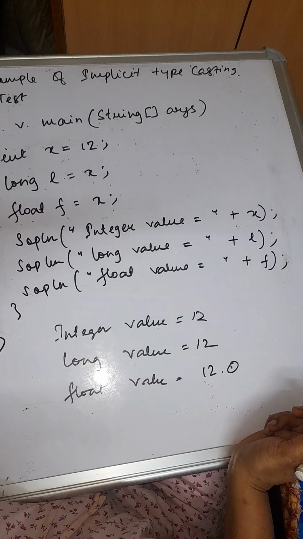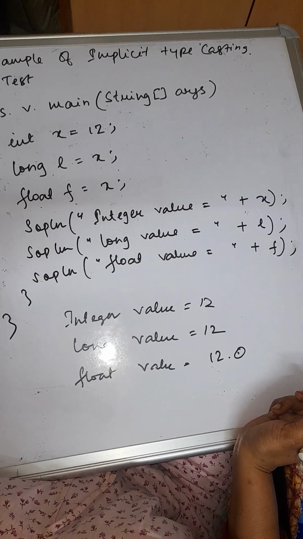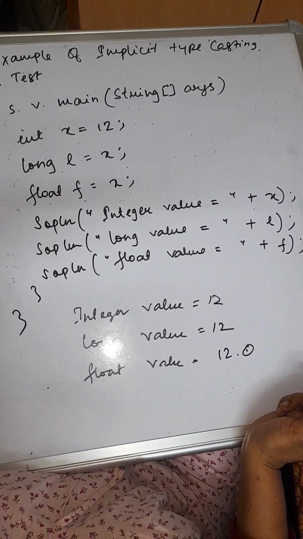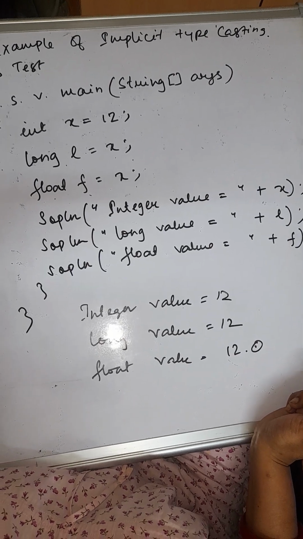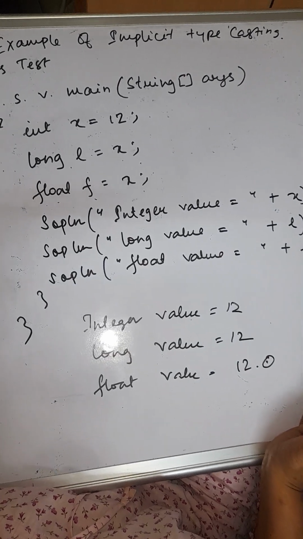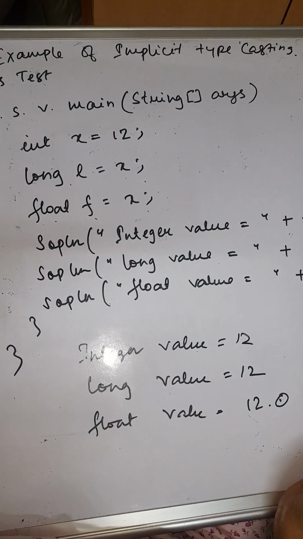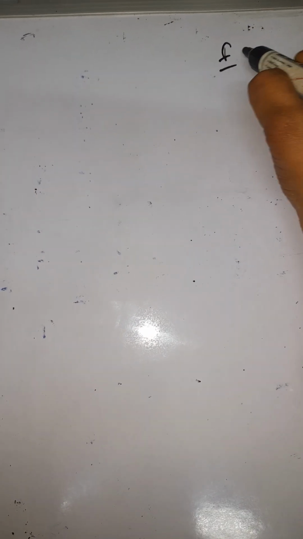So clear? So now you can convert from the lower size of the variable type to a higher size of the variable type. So directly you can convert it. Clear? So next we will do explicit typecasting.